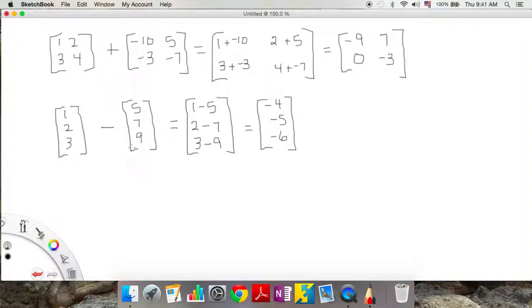So for adding and subtracting, as long as they're the same size, you can do it, and you just take individual entries and put them together and then put them in that same space. Not too hard? I hope not. If you have more questions, make sure you ask. Remember, addition is commutative because we would still be able to switch this and we would have negative 10 plus 1, and we'd be able to still get the same answer.